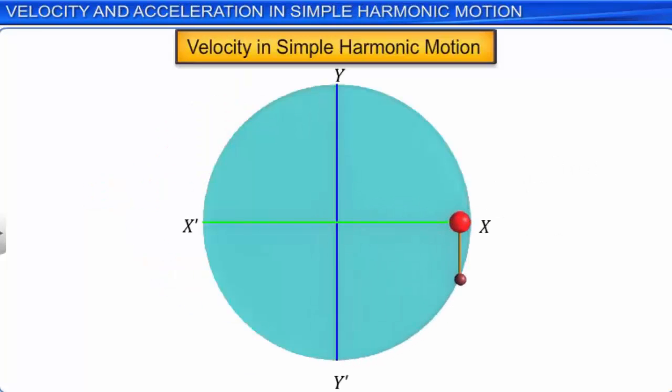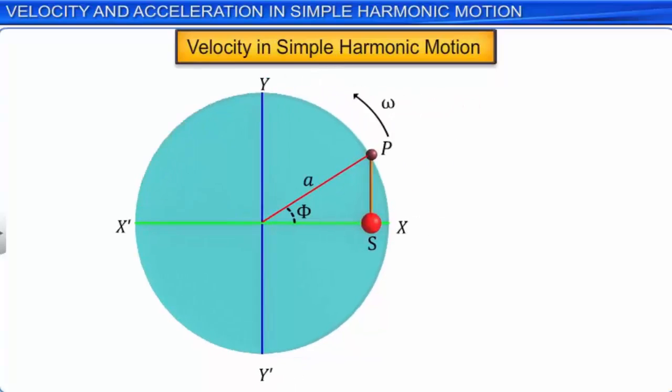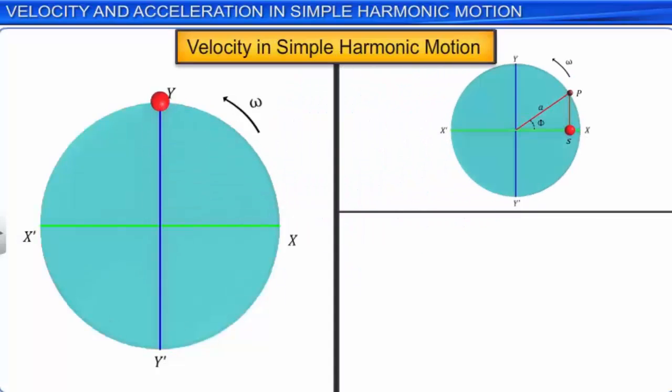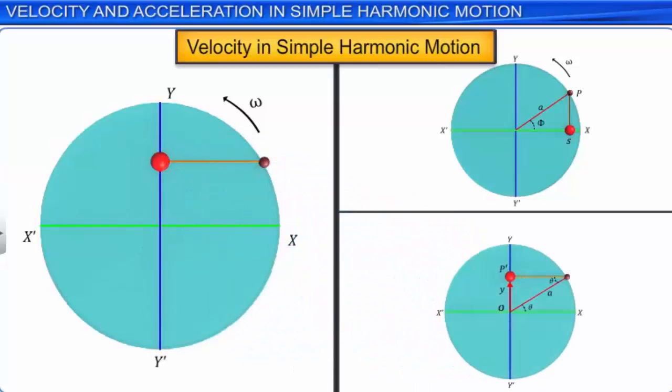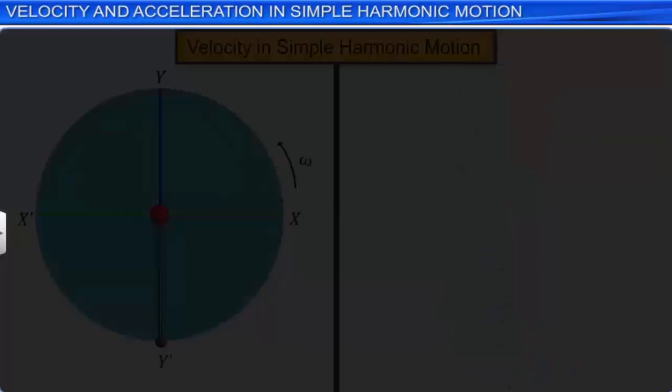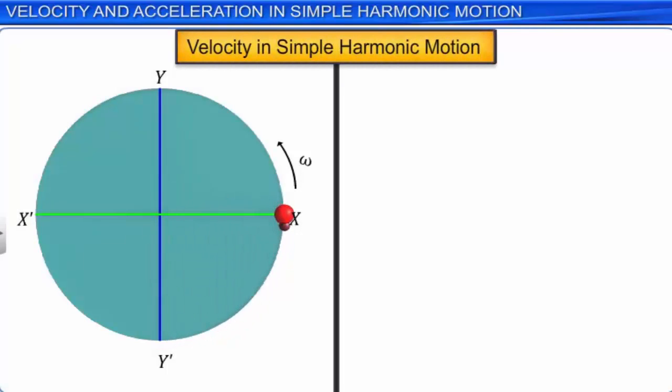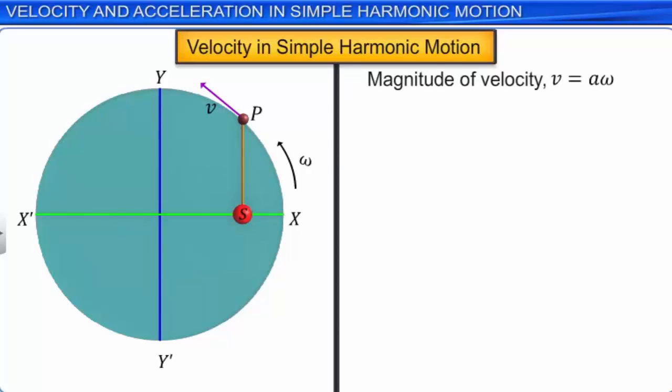As you know, when a reference particle revolves along the reference circle with a constant angular velocity omega, the projection of the particle on the diameters along the x-axis and y-axis executes simple harmonic motion. The particle executes circular motion with a constant velocity v, whose magnitude is equal to a omega, where a is the radius of the reference circle.